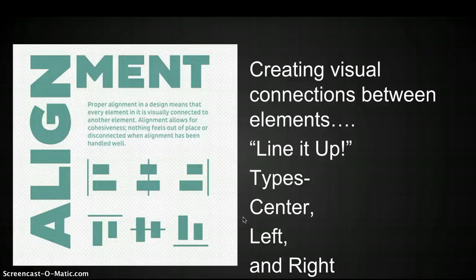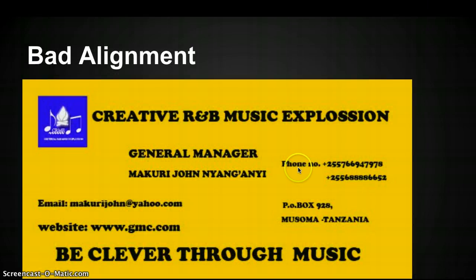We have alignment, where basically you're creating connections between different parts of the business card, basically lining it all up. And we have 3 different types of alignment: center, left, and right. Here is absolutely awful alignment, because if you close your eyes and open them, you can count 1, 2, 3, 4, 5, 6, 7 different groups of information, none of which have a common line that can be drawn between them. All right.